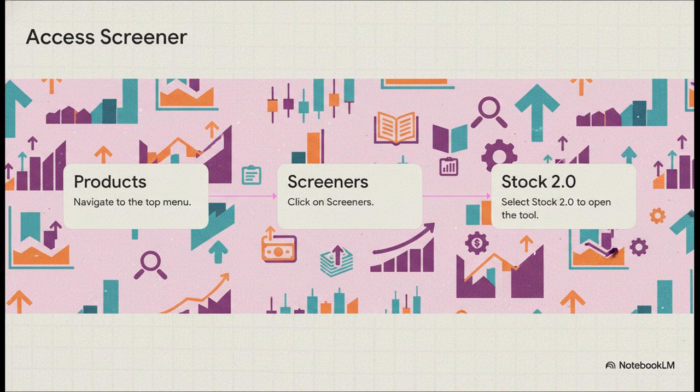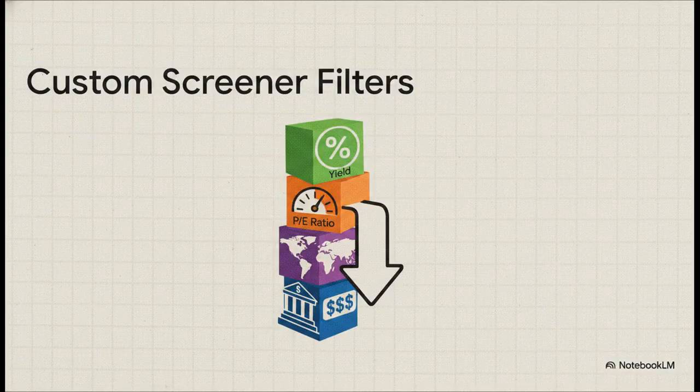By navigating to products at the top, then screeners, and selecting Stock 2.0, you open up TradingView's massive, highly customizable new screening tool. Instead of manually hunting for stocks, you can progressively stack custom filters to narrow the entire global stock market down to exactly what fits your unique strategy.